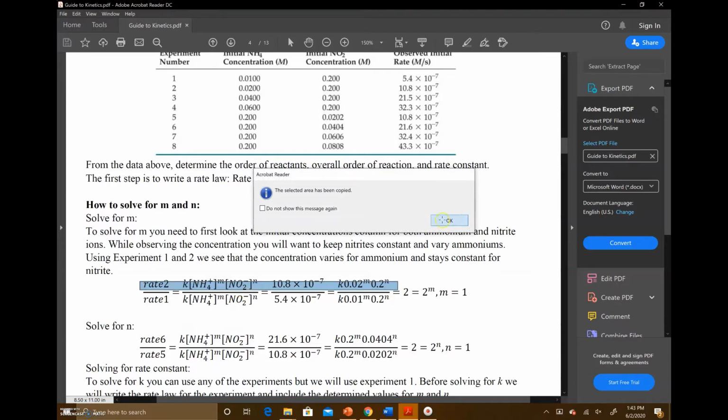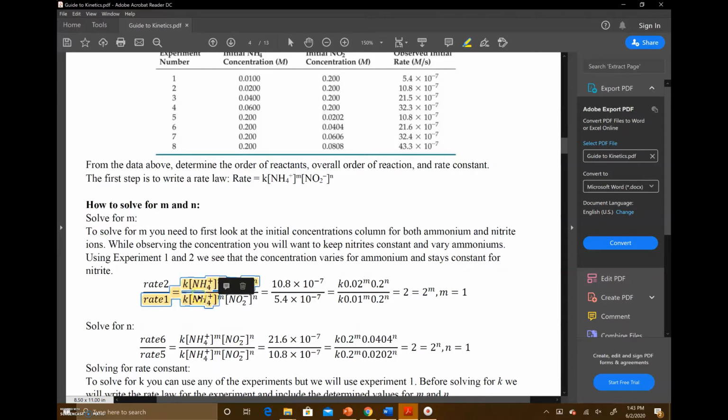Now we also take into consideration the next one, where we have the rate 1, and the rate 1 is using the information from experiment 1, and what we observe there is that now we have an algebraic equation we can solve for. So k's are going to go away. The 0.2n is going to go away because they're the same. They're just going to cancel out.